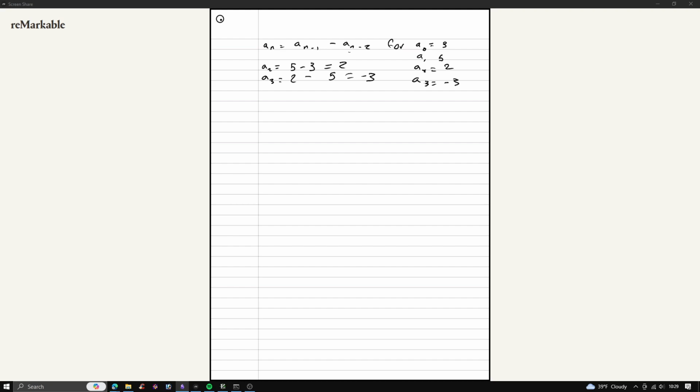So that's what recurrence relations are. They just take previous members and use them as part of the formula, relative to the index.